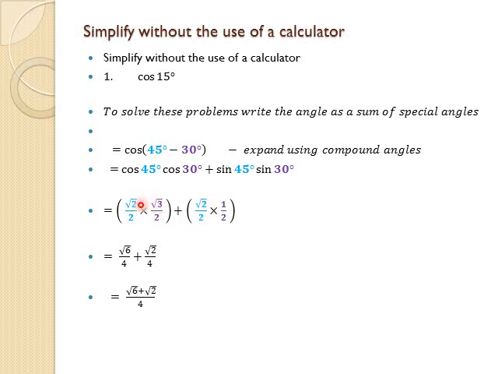So square root 3 times square root 2 becomes square root 3 times 2, which gives me square root 6. Right, 2 times 2 gives me 4. Square root 2 times 1 would give me square root 2. 2 times 2 gives me 4. Square root 6 plus square root 2 over 4. Denominators are the same, so I can add the numerators, right? So hope you follow. I'm going to do a second one, very basic.